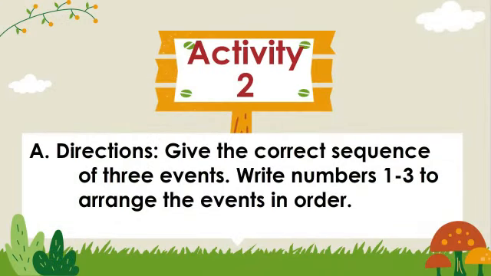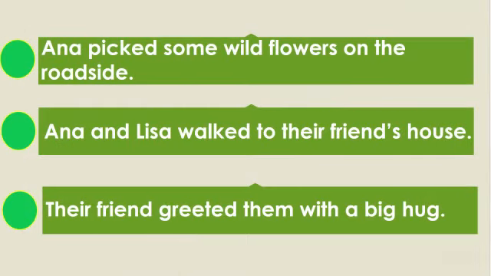Next activity, give the correct sequence of 3 events. Write numbers 1 to 3 to arrange the events in order. Okay, Anna picked some wildflowers on the roadside. The next sentence is, Anna and Lisa walked to their friend's house, and their friend greeted them with a big hug. Class, what do you think is the first to happen in the story?